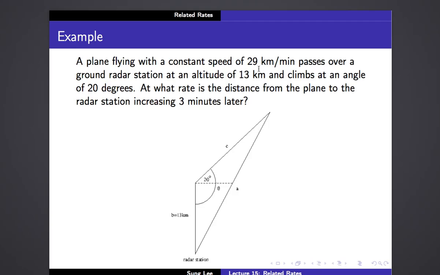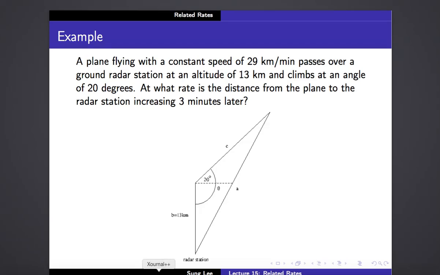Easy, because the plane's speed is constant at 29 kilometers per minute. So c is going to be in 3 minutes, so that's 3 times 29 kilometers. That's how far the plane flew away after passing the radar station, which is 87 kilometers. So we know c also.